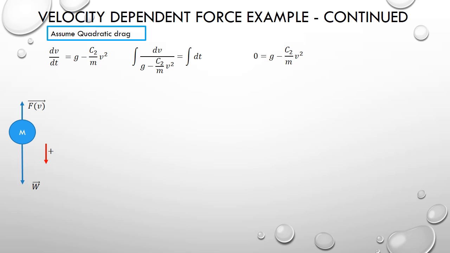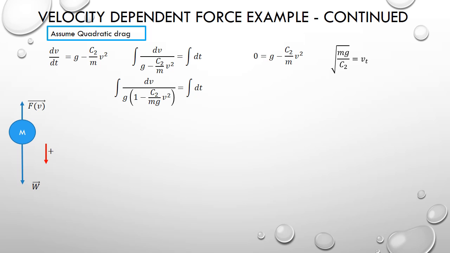And then let's look at the terminal velocity case before we move on. If we do that, we find out that terminal velocity is equal to the square root of mg divided by c2. And c2 is the drag coefficient again. Again, that depends on the shape of the object falling and the fluid that we're going through. And we can experimentally determine c2 if we need to.